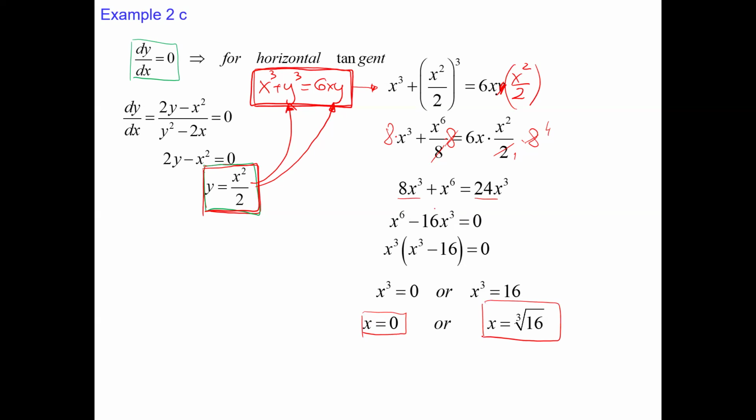Cube root of 16 is definitely more than 2, because cube root of 8 is 2, and cube root of 27 is 3. That means, I don't know, 2.2. But we don't have to approximate. You can leave it as cube root of 16. And if I take this cube root of 16 and substitute into the y expression, we will get cube root of 16 squared over 2. This is the y value. That's the green point, the coordinates of the point where the tangent is horizontal.